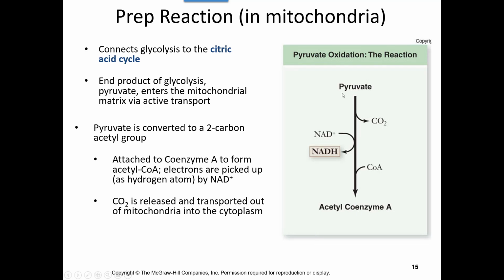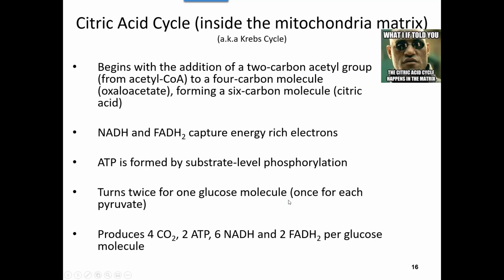So just note there's this pyruvate, but there is another pyruvate as well that's going to do the exact same thing. So ultimately we would have gotten 2 carbon dioxide, 2 NADHs, and 2 acetyl coenzymes A out of our 1 molecule of glucose. But we're going to take our acetyl-CoA and it's going to go into something known as the citric acid cycle, which is still inside the mitochondrial matrix, that fluid, also called the Krebs cycle.